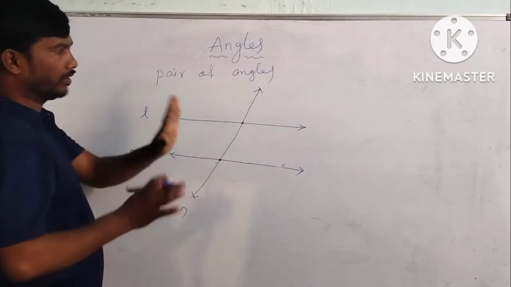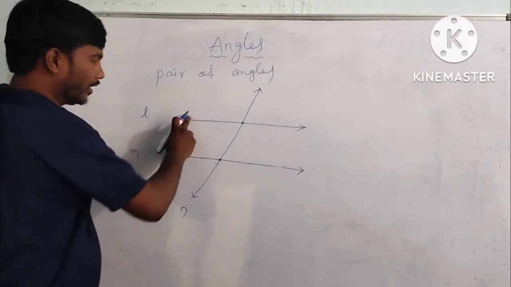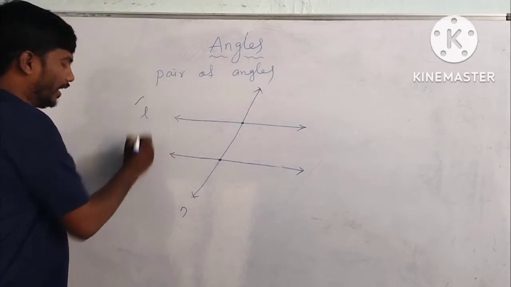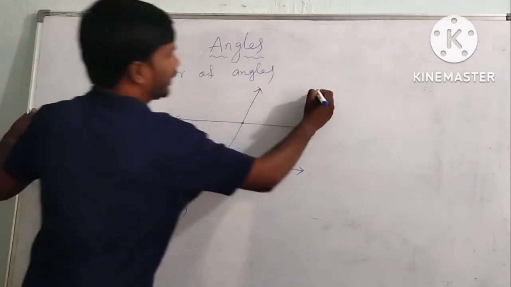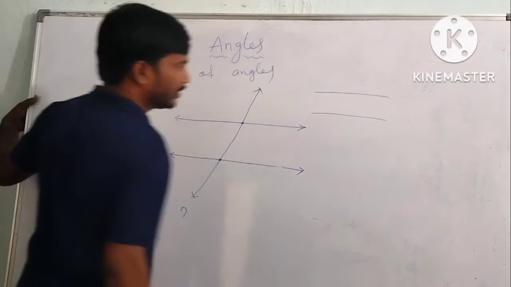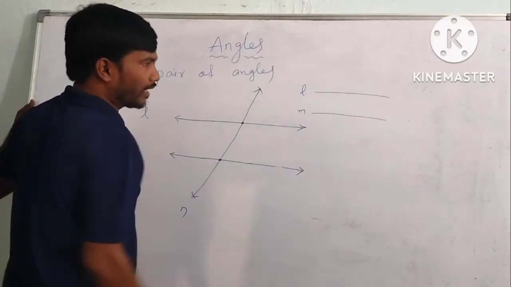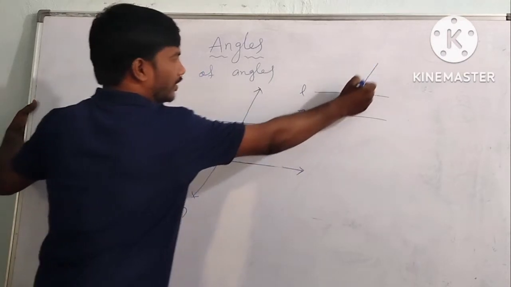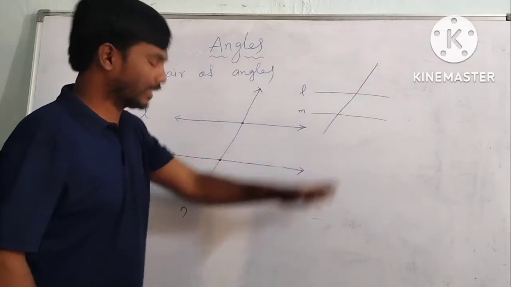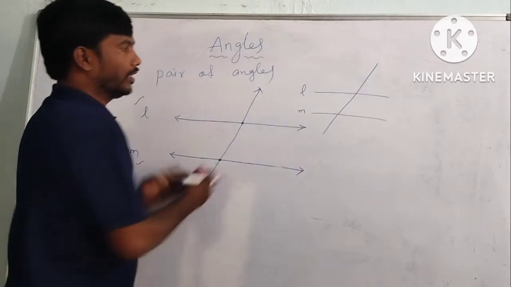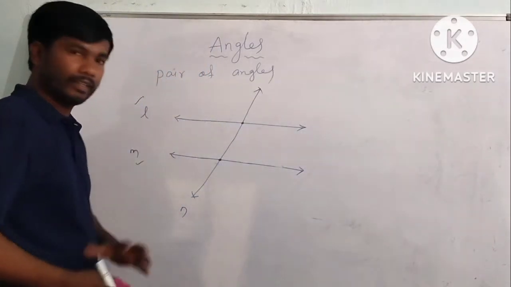First, it is a little bit confusing topic, but easy. Imagine line L and line M, both of them parallel lines. They are not intersecting, they are parallel. Another third line, which is not parallel to L and M, is an intersecting line. So these two lines L and M are intersected by another line N.